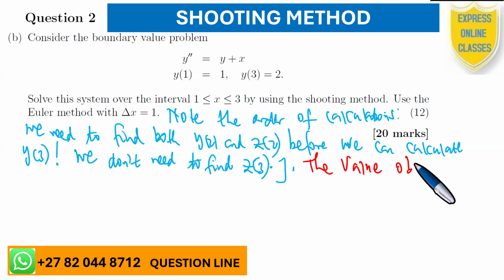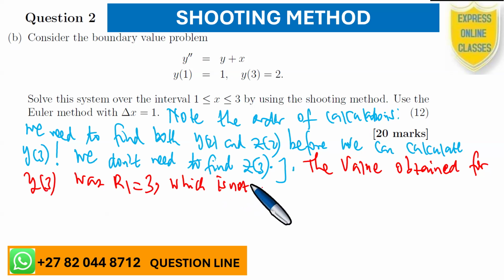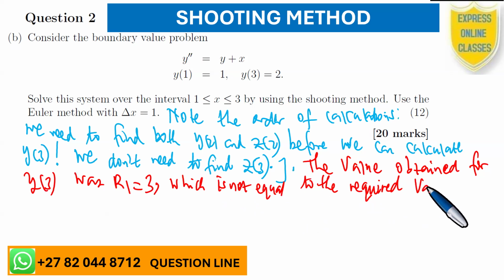The value obtained for y3, like so, was R1 equals 3, which is not equal to the required value, which is 2.